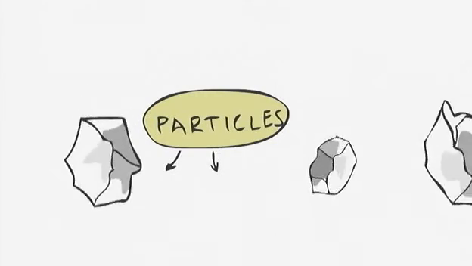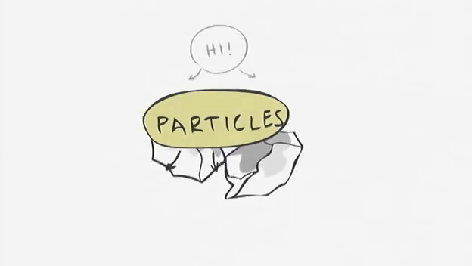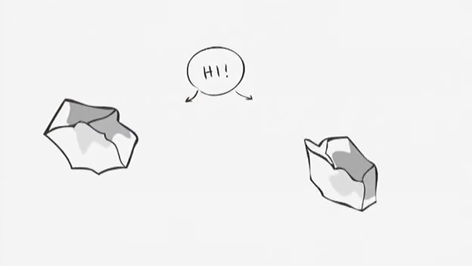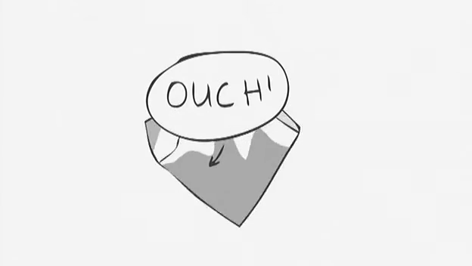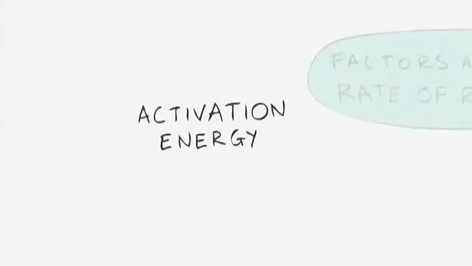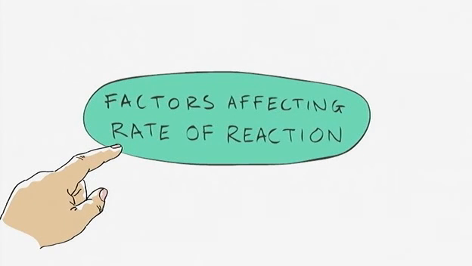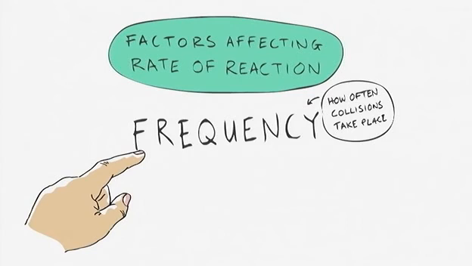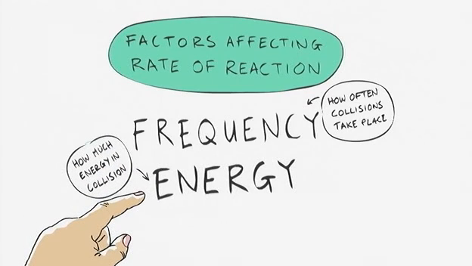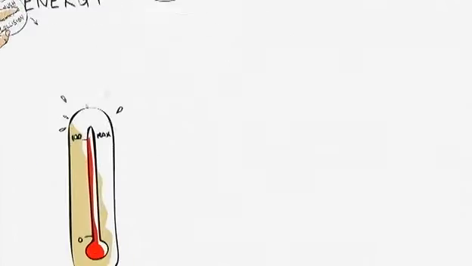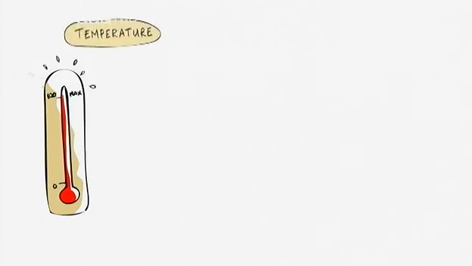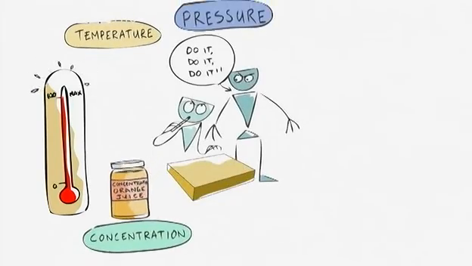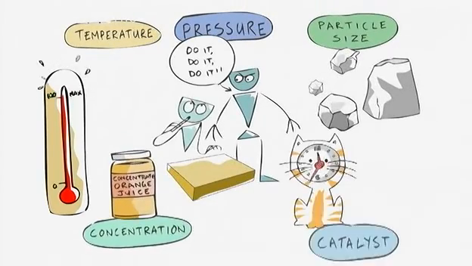For a reaction to take place, the particles involved must bump into each other. But that's not enough. The collision must have enough energy to make the reaction happen. This amount of energy is called activation energy. There are several factors that affect the rate of a reaction. They all come down to how often collisions take place and how much energy those collisions have. Let's look at the 5 factors you need to know about: temperature, concentration, pressure, particle size, and catalysts.